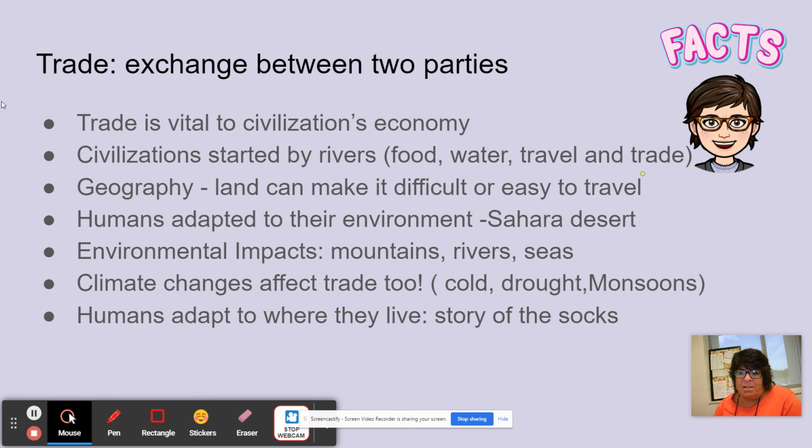Environmental impacts. What environmental impacts do the mountains have, the rivers have on trade? What happens if the water dries up in the river? How's that going to impact trade? As well as when we look at the monsoons and the wind. And you may remember, in map 3 in our last unit, it talked about the trade winds and the monsoons and those winds, how they affected the different times of year that you could go and travel.